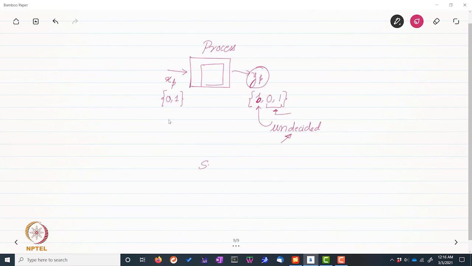So processes will communicate by sending two kinds of messages between them. One is send(P, M). In this case, P is a process ID, and M is a message. And similarly, we have receive(P). That is the other function that processes can call. This basically means that we receive a message from process P. So again, P is the process ID. So these are the two basic functions that processes will call.